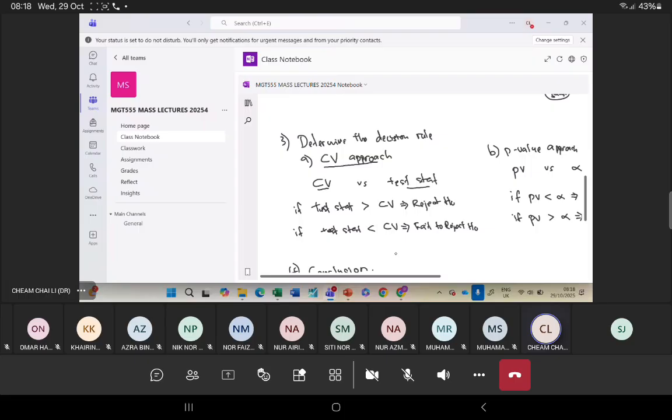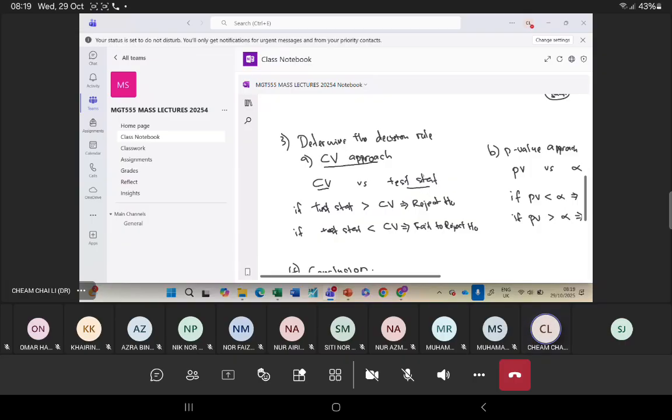However, if you use the critical value approach, the criteria are different already. So I would advise you to look at this properly and don't mix up. There are students who use the p-value approach but compare the p-value with the critical value, or compare the p-value with the test statistic, or compare the critical value with alpha, right? So I hope this won't happen in this semester.